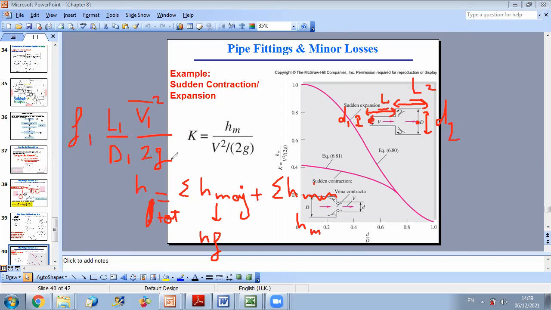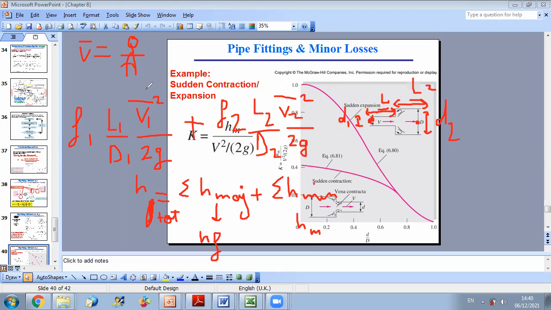Okay, so this is major losses related to the first part, plus major losses related to the second part, plus f2 times L2 over D2 times V2 square over 2g. When we deal with turbulent flows, we know how to get this V average. V average is Q over A. So to get this V, we need the flow rate. We divide the flow rate by the area. Okay, this is the V we are talking about.